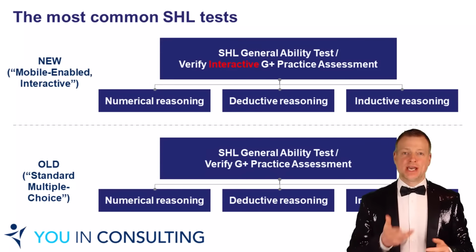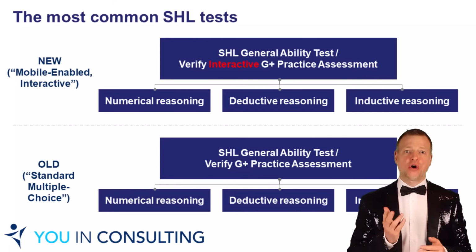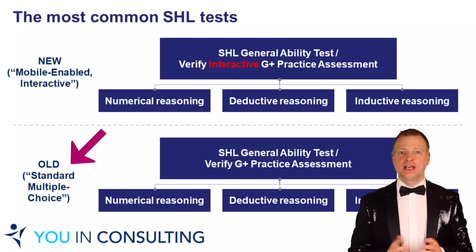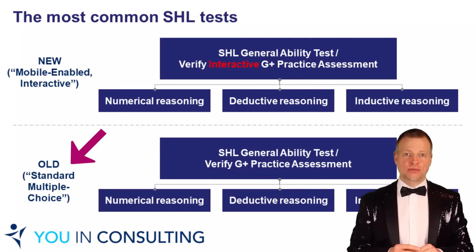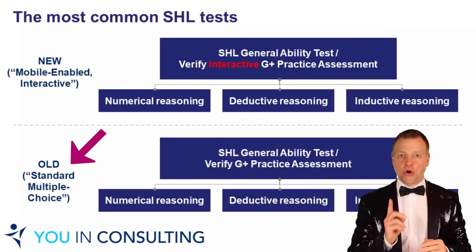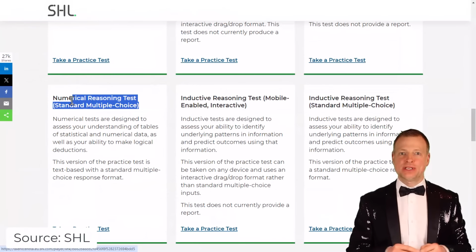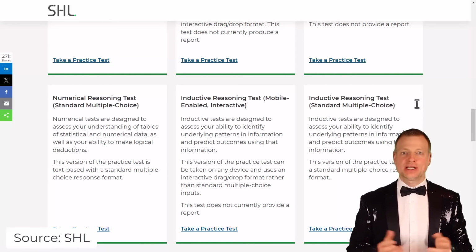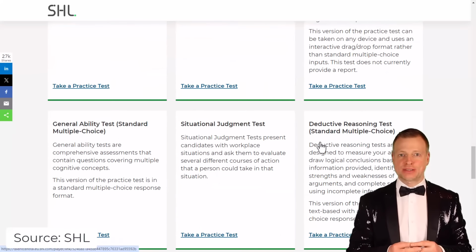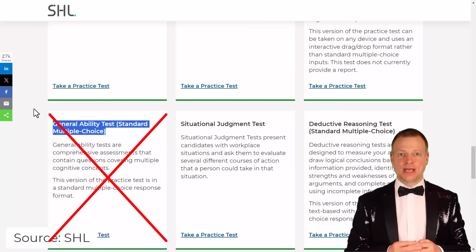You may remember that at the beginning of this video I had mentioned to you that SHL still offers a second, older version of its General Ability Test, which is dubbed the Standard Multiple Choice one. In case that, by the steps I explained to you at the beginning of this video, you find out that your employer of choice still uses the old version, not the new interactive one, only then also take a look at the 3 Standard Multiple Choice, Numerical Reasoning, Deductive Reasoning and Inductive Reasoning mock test modules. Again, the Standard Multiple Choice General Ability Test features the same mock questions as the 3 submodules.